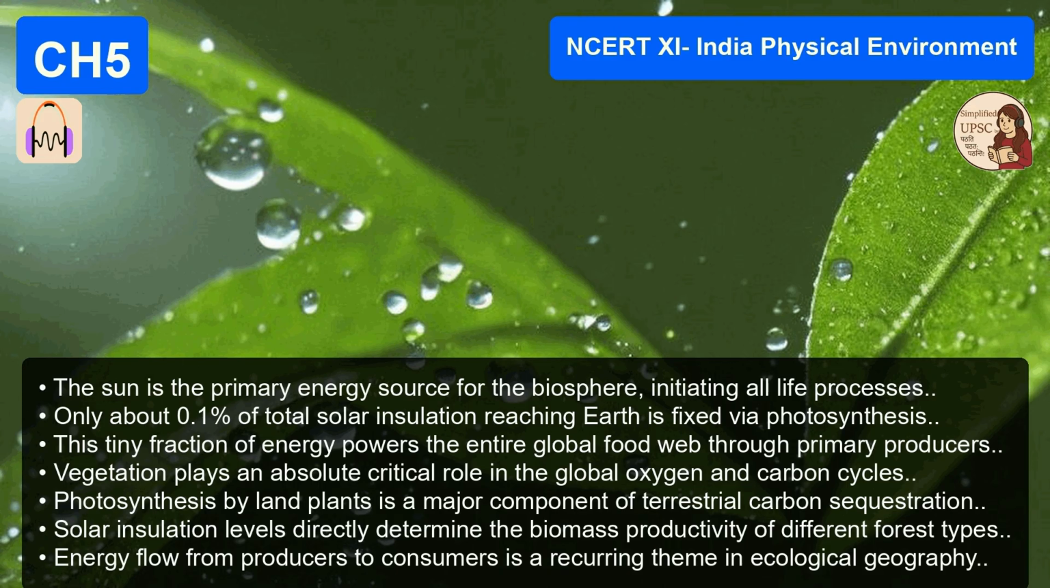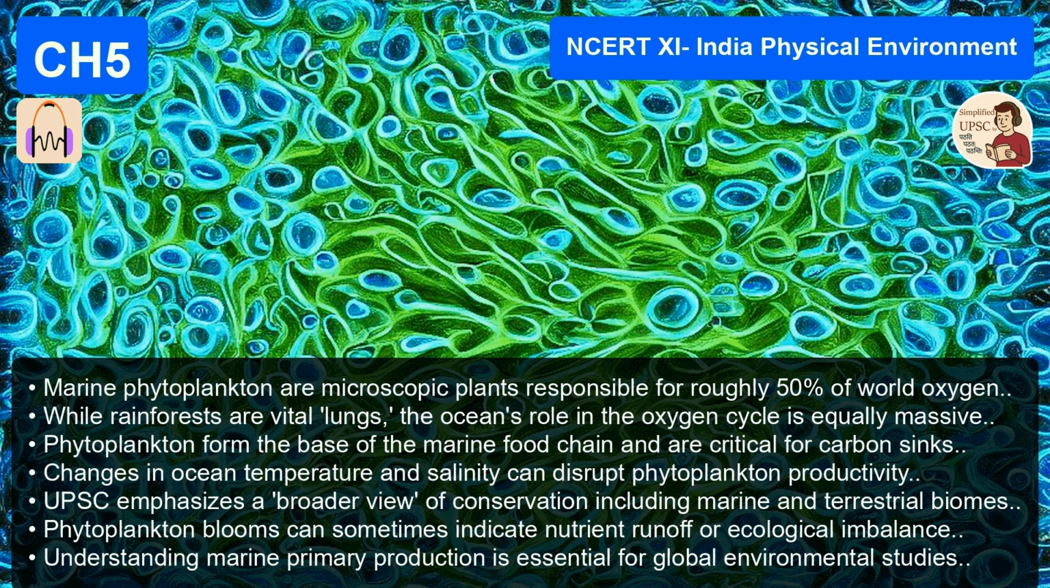We know that. Yeah. But here's a statistic from the tech that just stops you in your tracks. Okay, hit me with it. Out of the total solar insolation that reaches the Earth's surface, only about 0.1% is fixed in photosynthesis. Wait, hold on a second. Only 0.1%? That seems incredibly inefficient for a planet that is teeming with life. You look outside, you see green everywhere. It seems small, doesn't it?